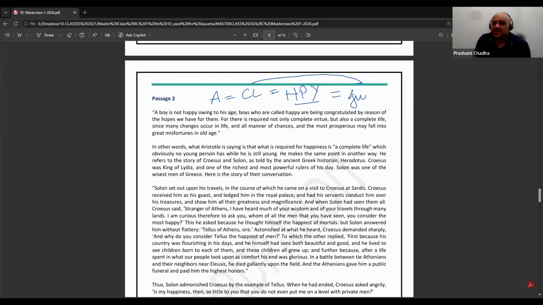You should have had the full set of experiences. You should have gone through the ups and downs of life. You should have seen it from all shades. And in this particular case, Tellus of Athens achieved everything. He saw every perspective, he lived all these things. That is the reason for him having a complete life, right?